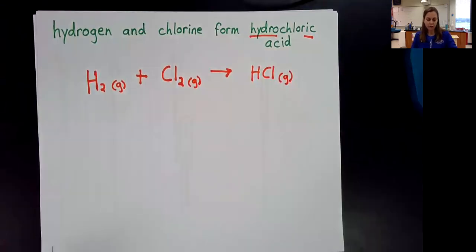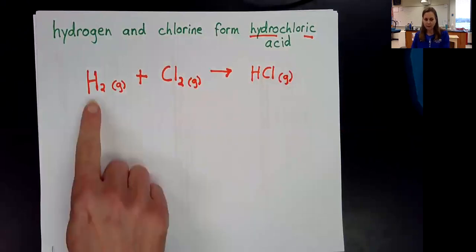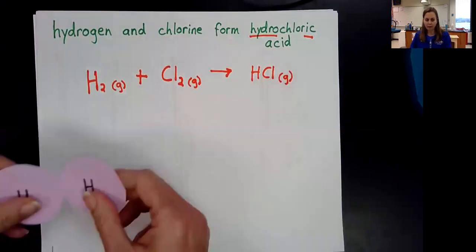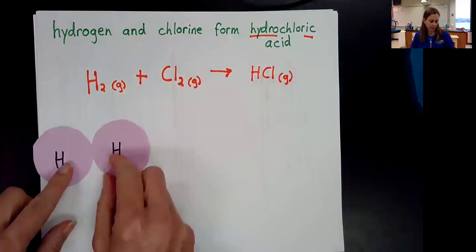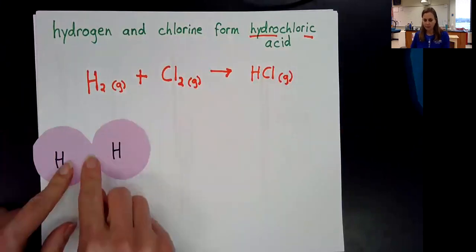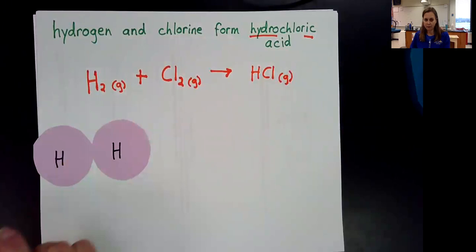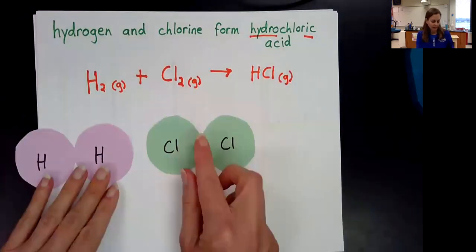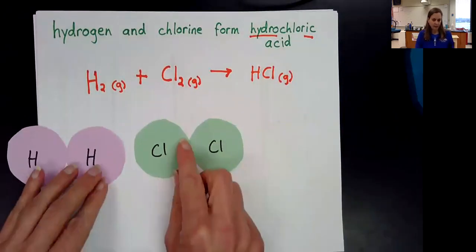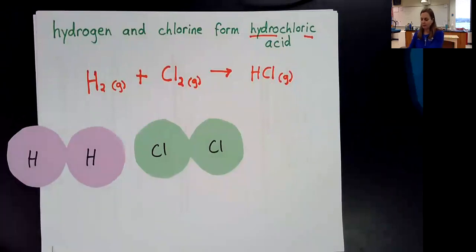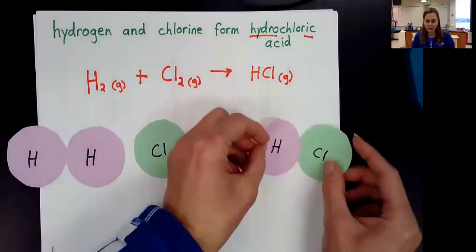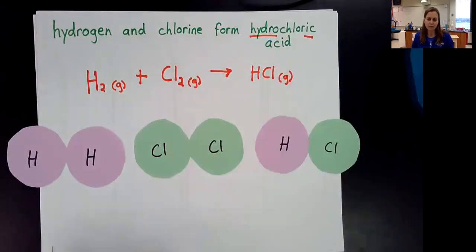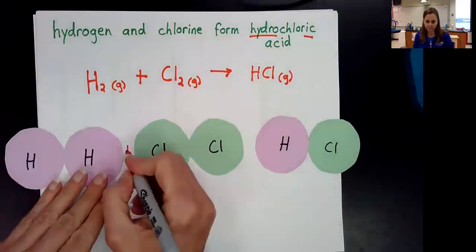Okay, so we're going to take a look at what this would look like on the molecular level. What does H2 mean? It means that there are 2 atoms of hydrogen and they are covalently bonded together. The Cl2 means we have 2 atoms of chlorine also covalently bonded together. And the HCl means that we have a hydrogen covalently bonded to a chlorine. On a molecular or visual level, this is what it looks like: hydrogen plus chlorine yields hydrochloric acid.